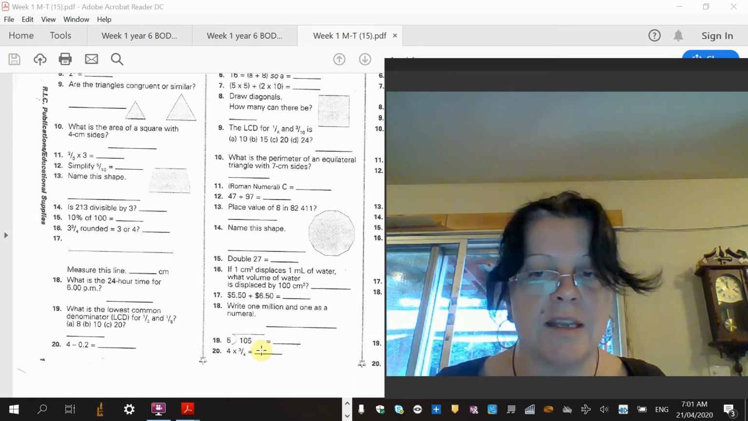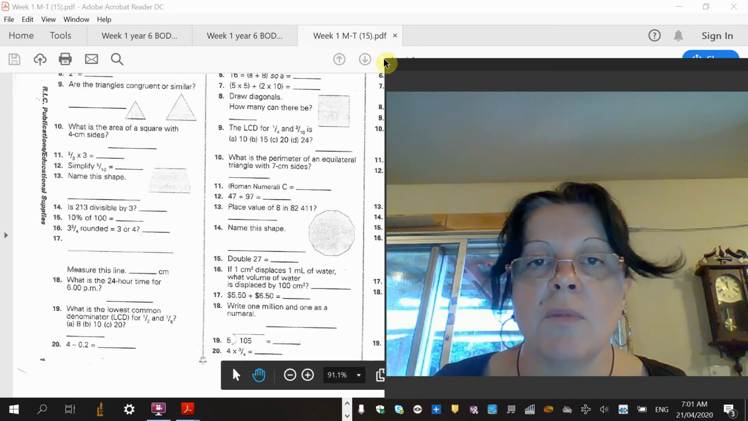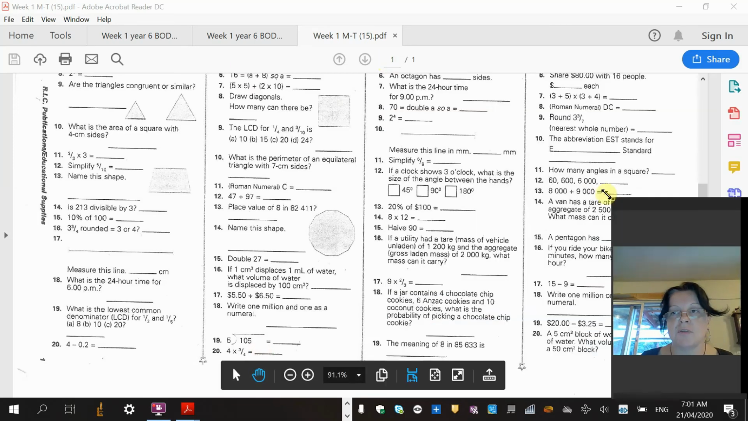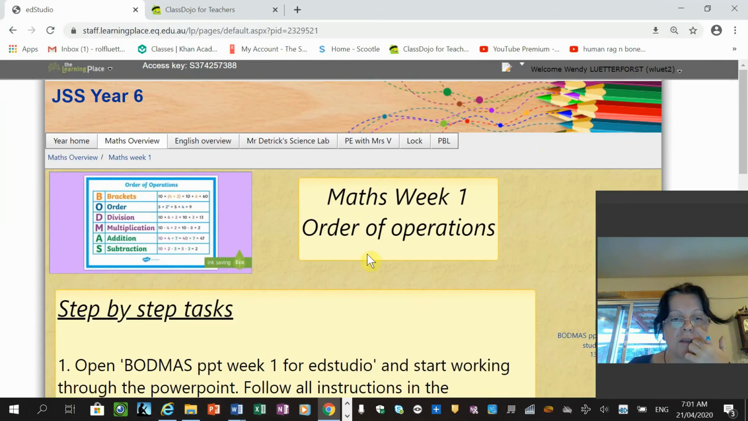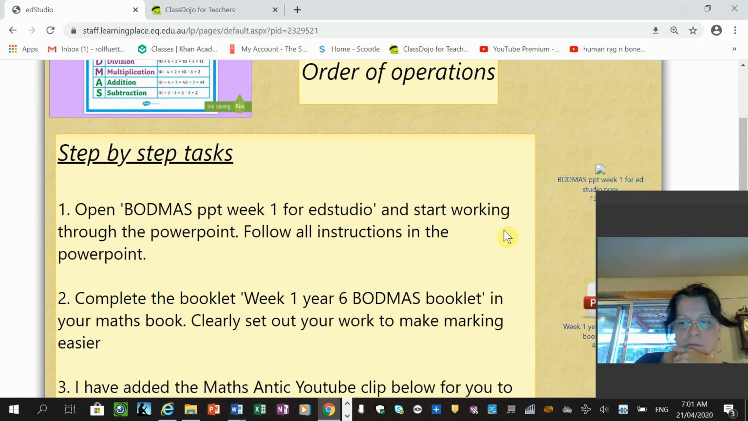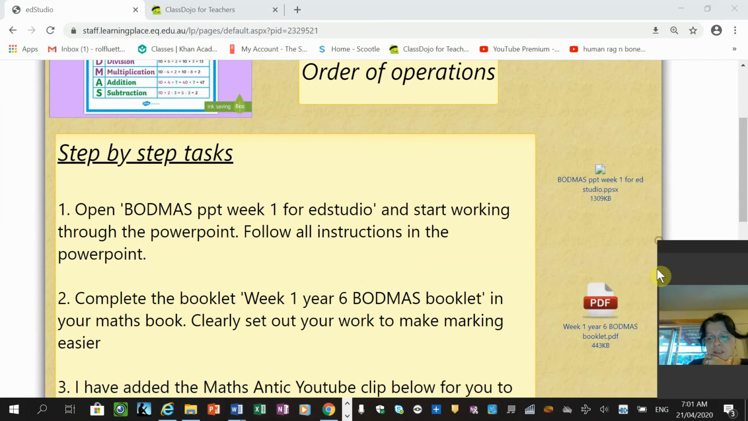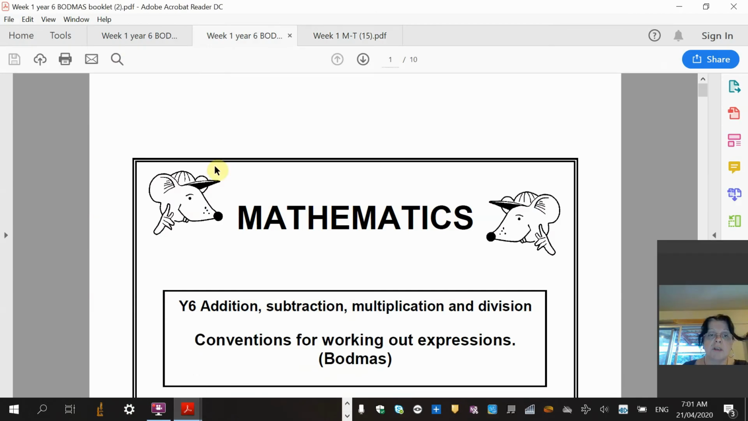Make sure you've written that down clearly so that I can mark it and send it in to me for 5 stars. Now, let's get going on to our focus for this week, which is BODMAS, which is actually a really important concept and not that hard once you get your head around it. We did our PowerPoint yesterday and you watched the video. Today we're going to double click on the booklet and go in and complete some of the booklet, not all of it today.